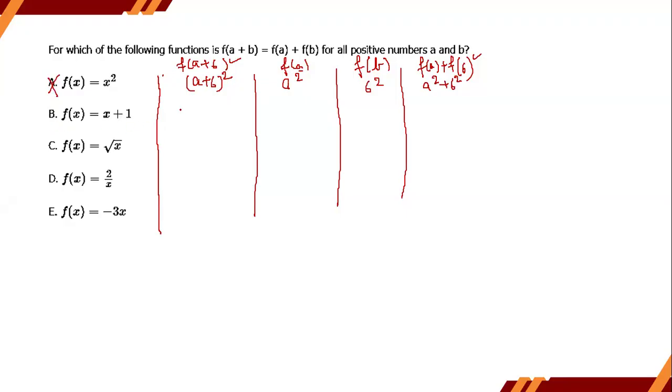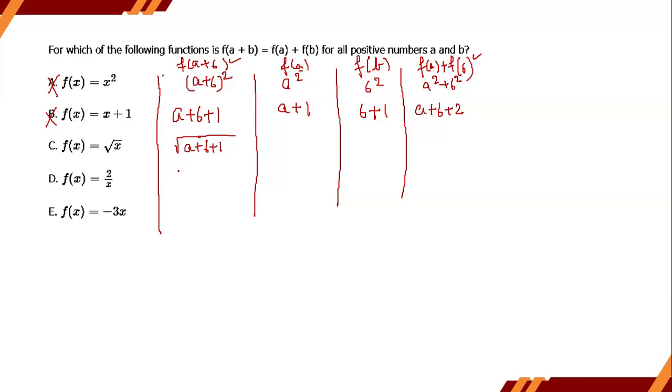So here x is to be replaced by a plus b plus 1. Here it is to be replaced by a, so a plus 1. Here x is to be replaced by b, so b plus 1. So we have a plus b plus 2, right? And again, of course, these two are not equal. Eliminated.